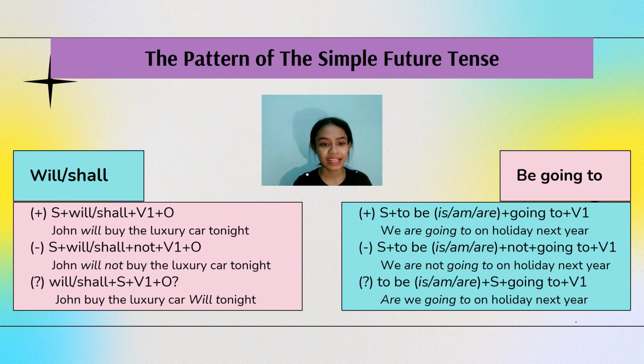For example, John will buy the luxury car tonight. John will not buy the luxury car tonight. Will Joy buy the luxury car tonight?